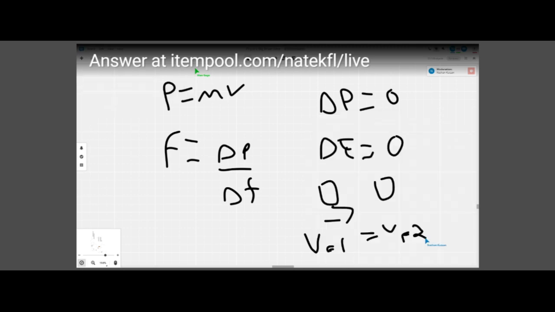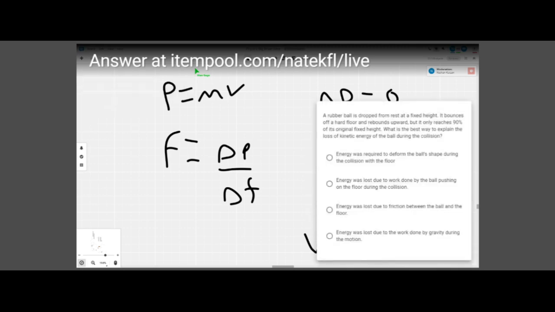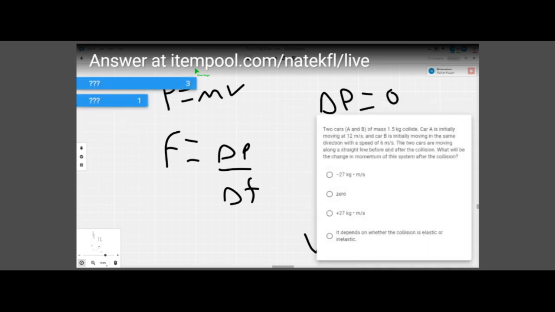Alrighty. So the initial momentum of that question was, what was the initial momentum of that question? I mean, I would have to go back and look. It's fine. We can do it after. So it said car A is moving at 12 meters per second, and its mass was 1.5, so it's just 12 times 1.5 is the initial momentum of car A, and then car B is 6 times 1.5, and add those two together is the initial momentum of the system. Okay.